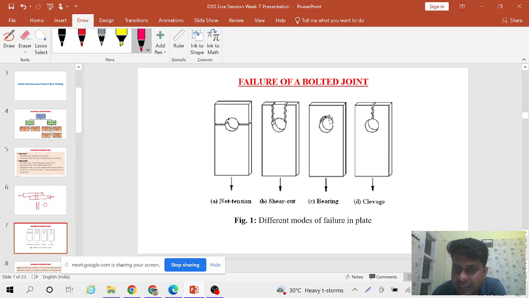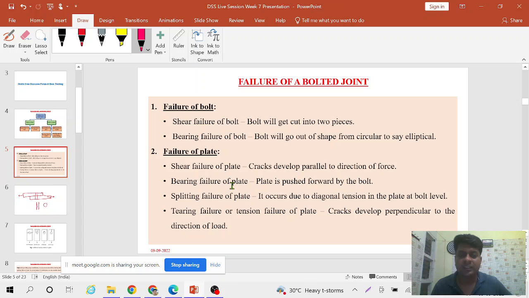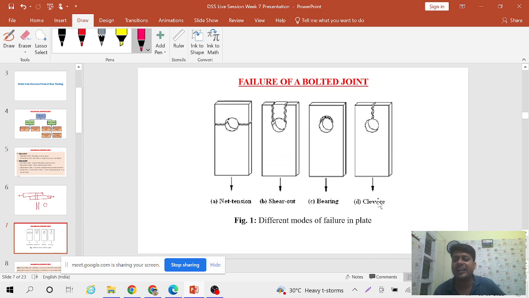So this plate gets distorted, meaning when the bolt pushes this plate, due to the pushing effect of the bolt, the plate gets distorted from here. This is known as bearing failure of the plate. Now again, splitting failure of the plate, and the last one is tearing failure or tension failure of the plate. Here you can see that this is cleavage, so this is tearing failure of the plate.